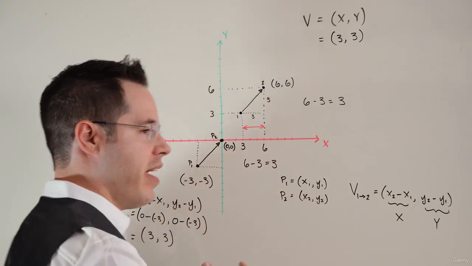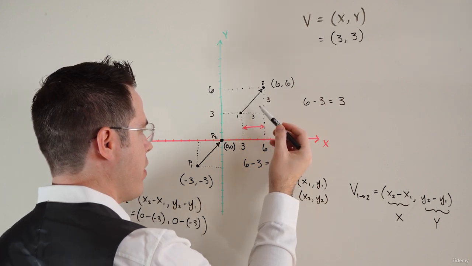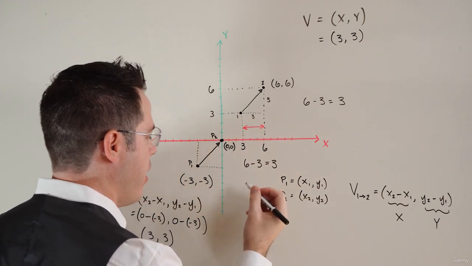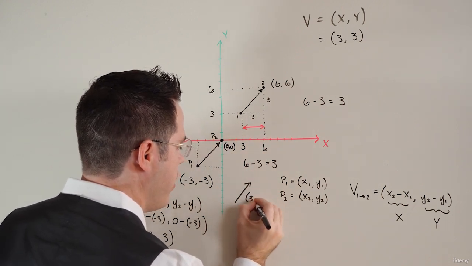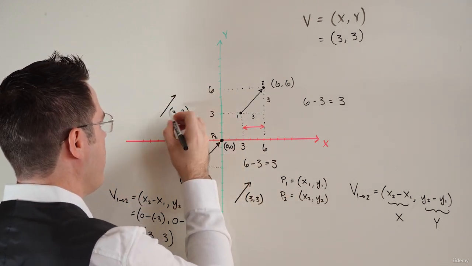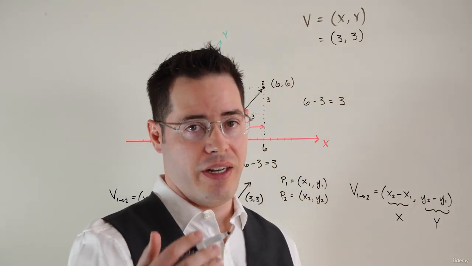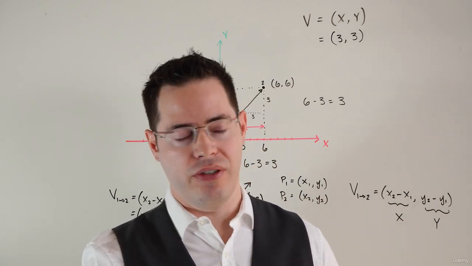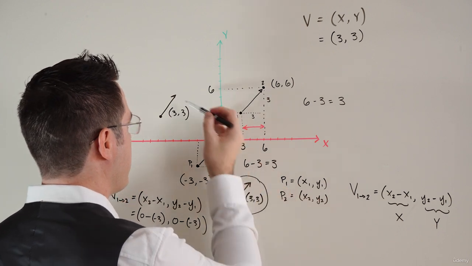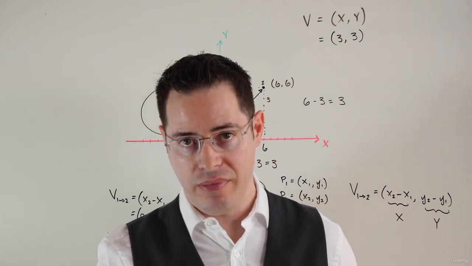It has the same exact components as our other vector here. This vector is also 3, 3. So even though the vectors have different starting points in space, they are the same vector. And I could draw a 3, 3 vector anywhere in this plane, and it will always be the same vector, regardless of its starting point. So the only characteristics of a vector that make it what it is are its direction and its magnitude. And any two vectors that have the same components have the same direction and the same magnitude. Therefore, they are the same vector.